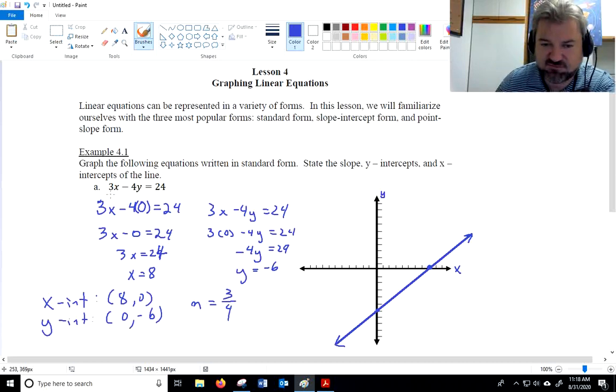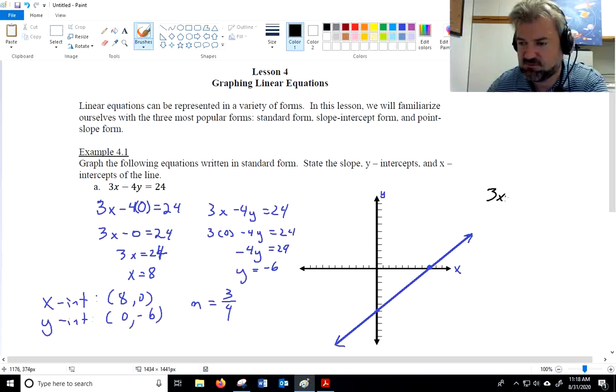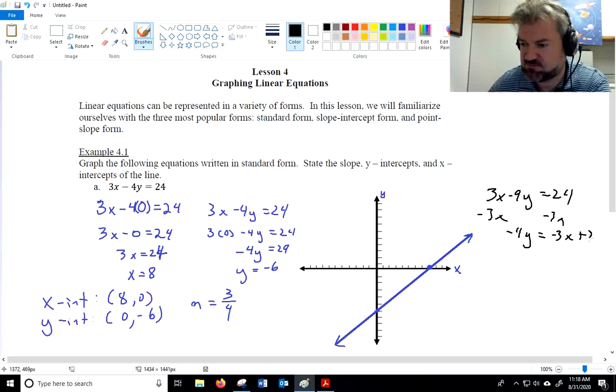We could also solve this equation. We could do just a quick little algebra here to solve for the slope. So 3x minus 4y equals 24. I'll subtract 3x from each side. So I have negative 4y equals negative 3x plus 24. Divide both sides by negative 4. And remember, we have to distribute there if we're going to divide this. So negative 3 divided by negative 4 is a positive 3 over 4x, and then a minus 6.